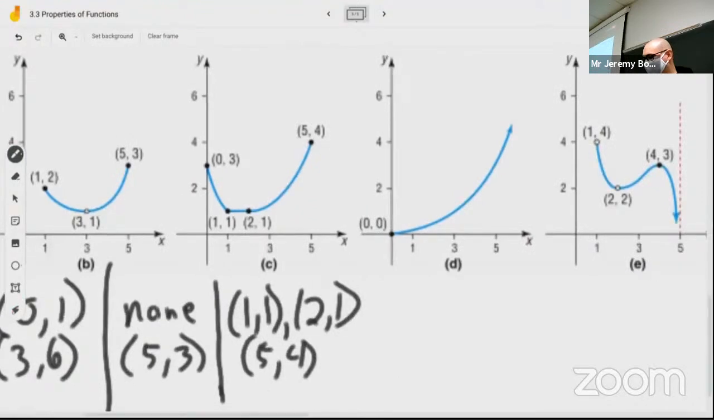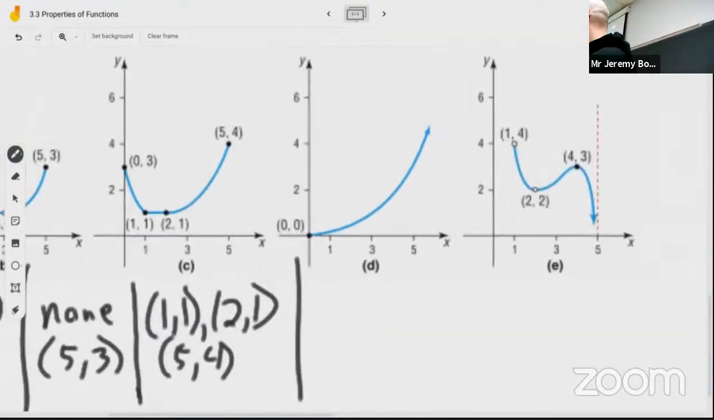All right, let's look at D. Absolute, what was the first one? Absolute min. What's the lowest point? (0, 0). Yep. What about the absolute max? Can you isolate a value that's the highest value? It's just going to keep going, right? No, we don't know. What else?